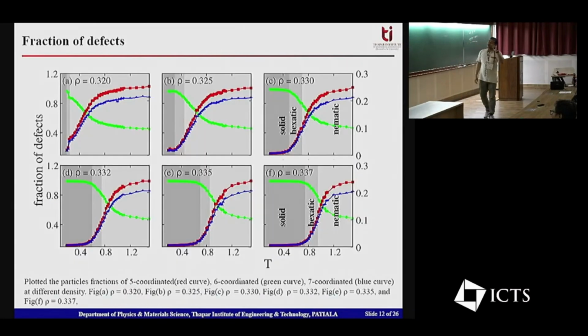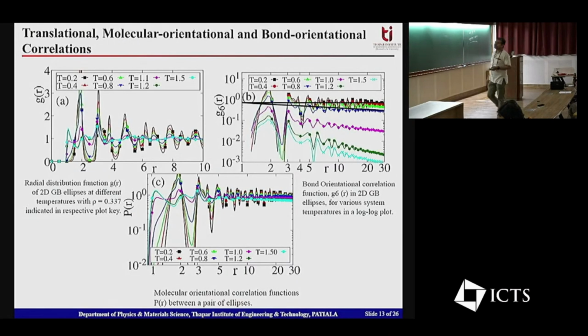Now I also look at the fraction. How many of the particles have six nearest neighbors? How many of them have 4, 5, 6, 9, and so on? What you see here is that as you increase the temperature for a given system, the green one, which is the fraction of particles having 6 nearest neighbors, decreases. So that indicates the melting is happening somewhere in between. These ranges show where the hexatic phase, the solid and the isotropic liquid phase lie.